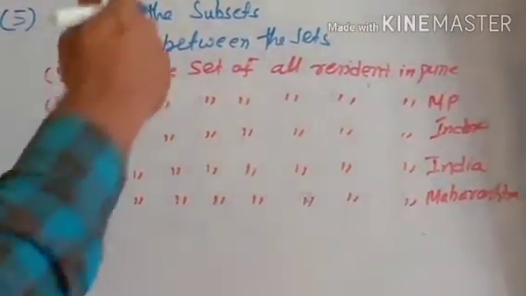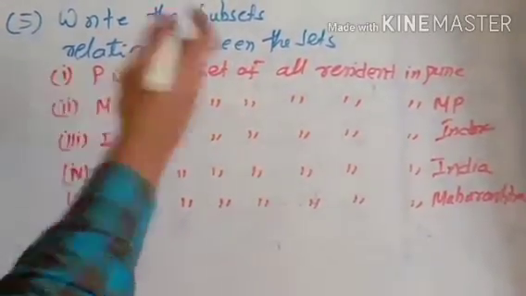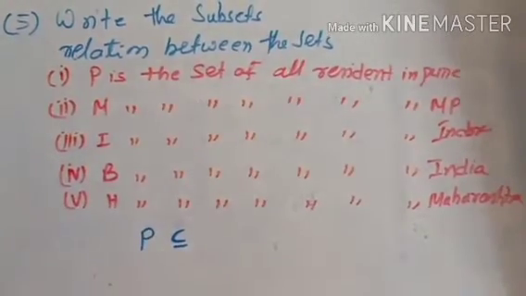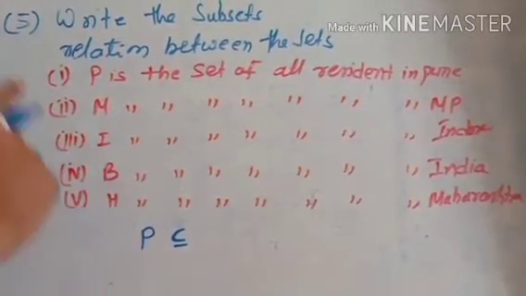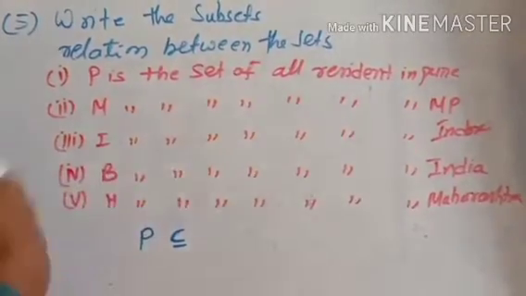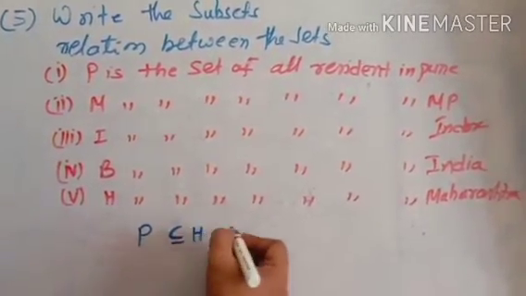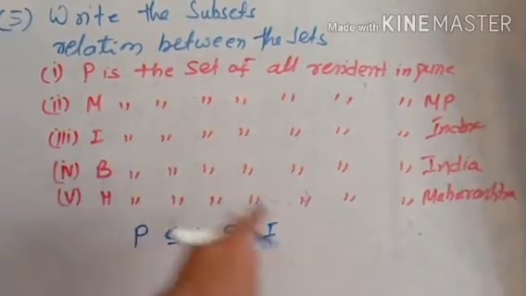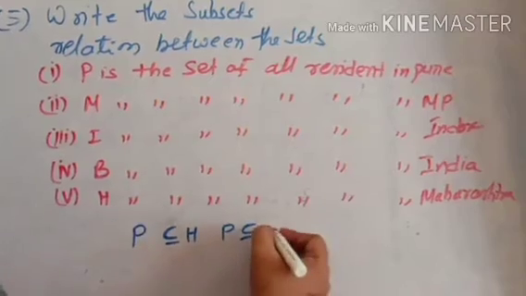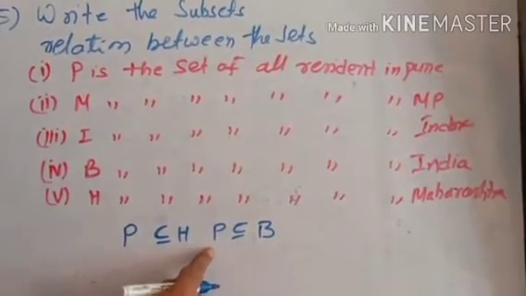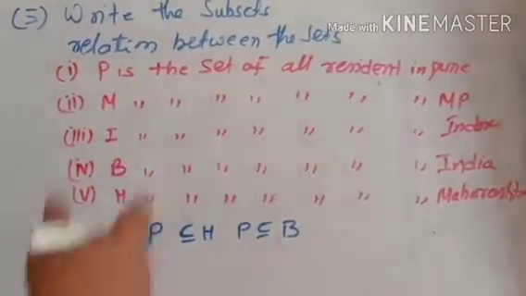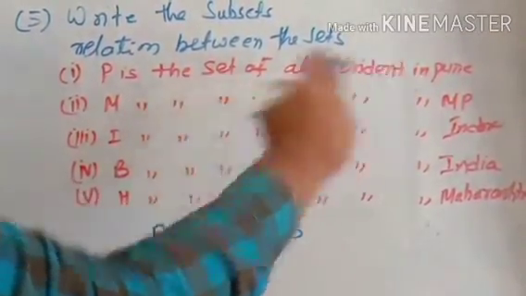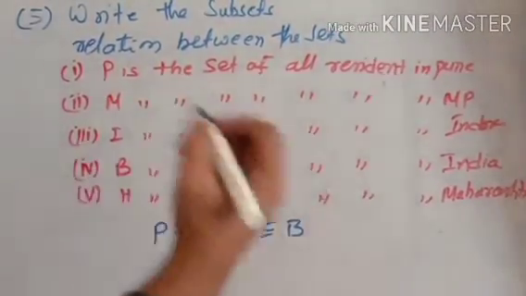So first we take Pune. There is a P for Pune. P is a subset of what? P is a city of what? Maharashtra, and Maharashtra is a state of India. Therefore, P is a subset of H and P is a subset of B. For India it is B. P is a subset of Maharashtra, P is a subset of India. After that, the second one, M is all the residents in Madhya Pradesh. Madhya Pradesh is a state of India.